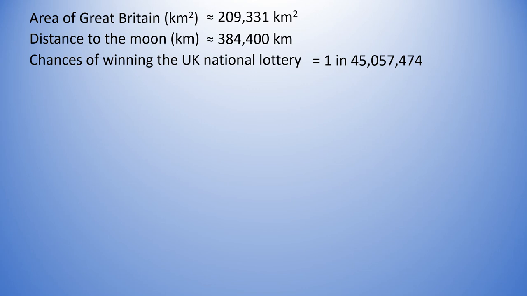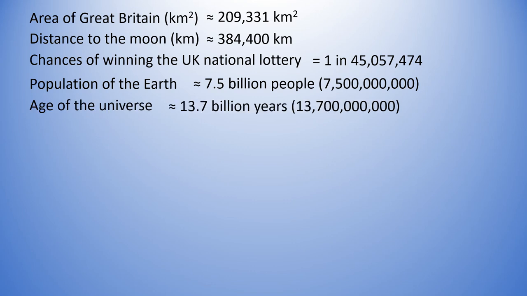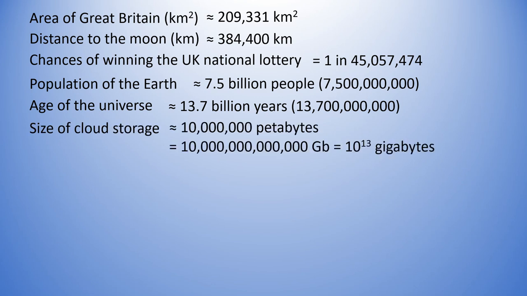Some other large numbers we're used to seeing. Population of the Earth, roughly 7.5 billion at the moment. The age of the universe, current estimates put it at 13.7 billion years. And size of cloud storage on the internet, approximately 10 million petabytes, or 10 to the 13 gigabytes. Now, it's pretty hard to say whether that's an accurate estimate or not, and of course it's changing all of the time, so you may find slightly different numbers depending on where you look for that.